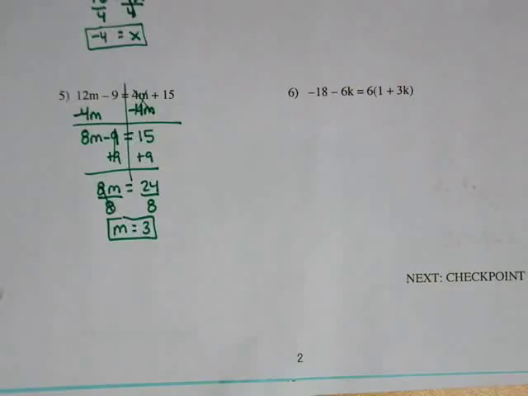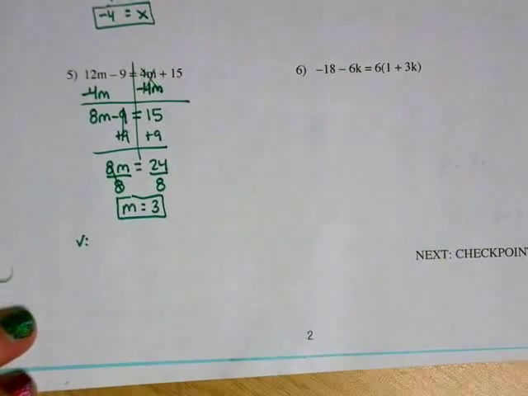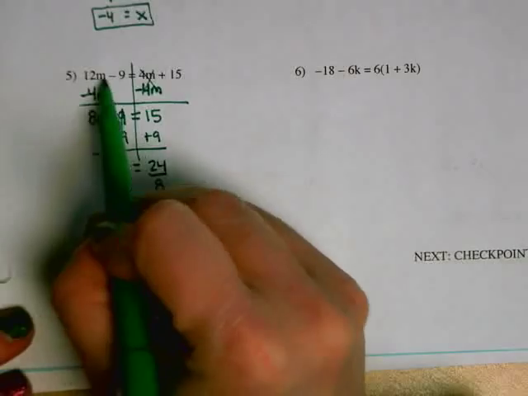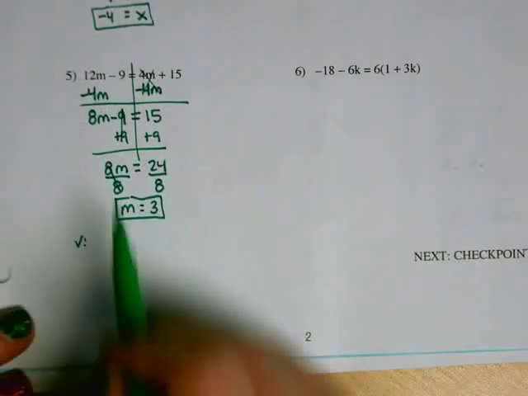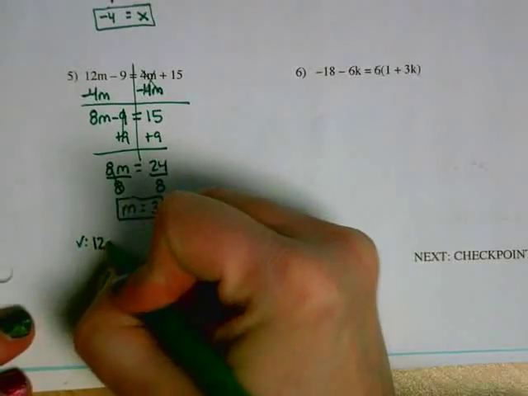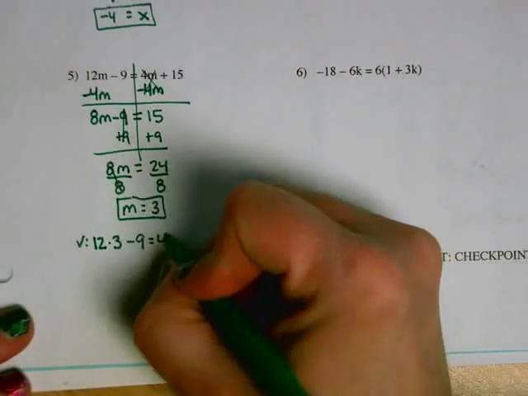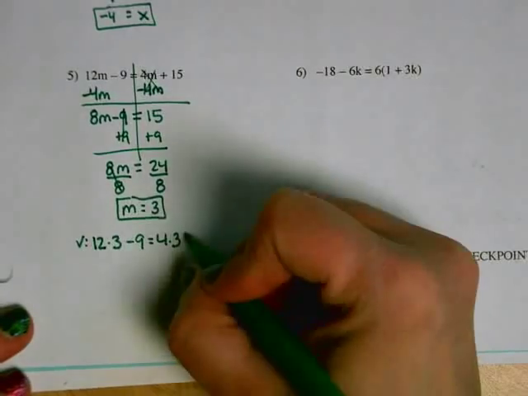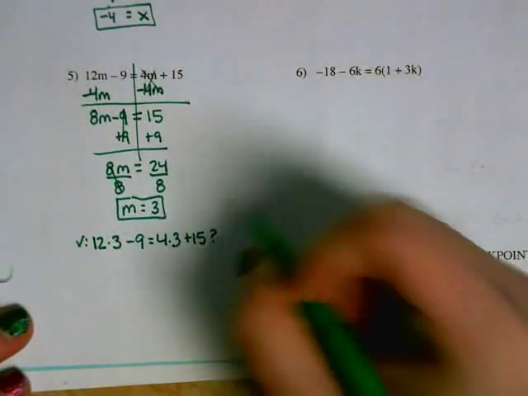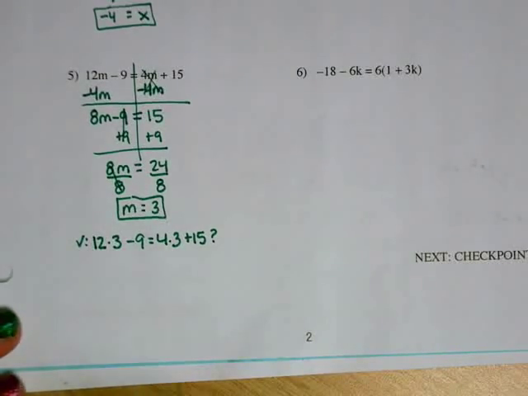We're going to do a quick check where we physically plug it back into the original equation. I've got some room at the bottom of my paper this time, so I'm going to do it down here. My check: write this exact original equation, except instead of the m's, I'm putting in 3's. So that says 12m, which means 12 times m, so I'm going to write 12 times 3 minus 9 equals, and then instead of 4 times m, 4 times 3 plus 15. And our question is, is that true? Does this side equal this side? Is 3 the correct solution?